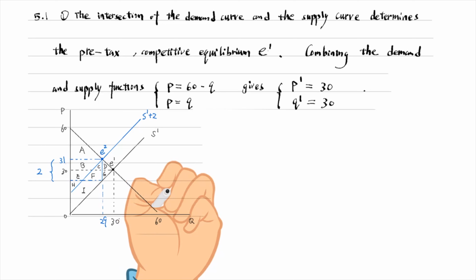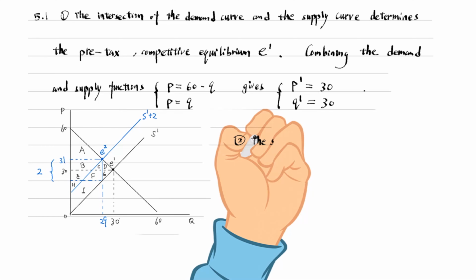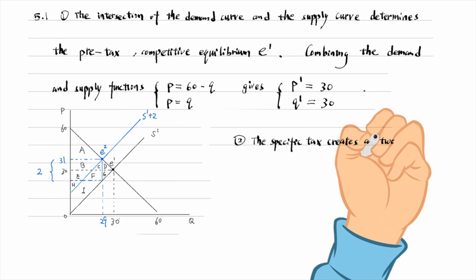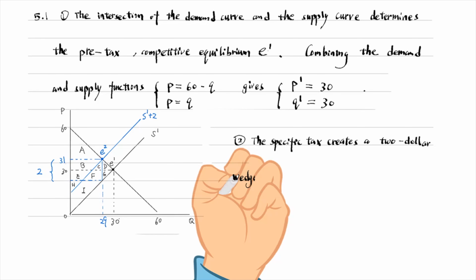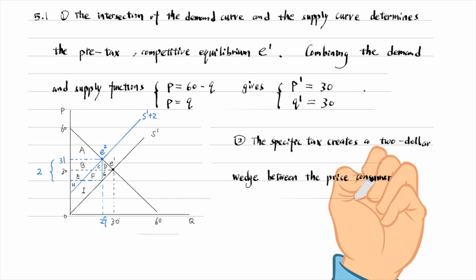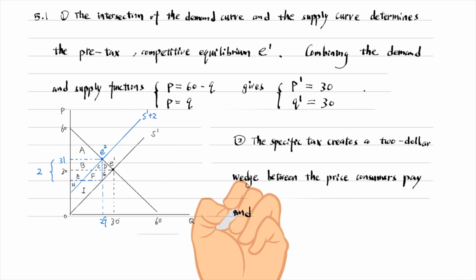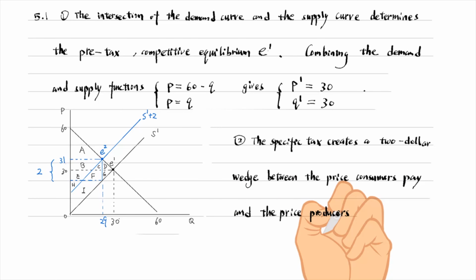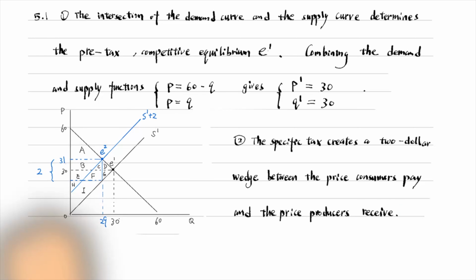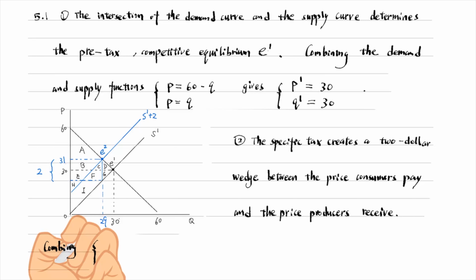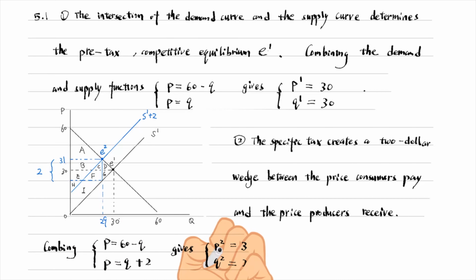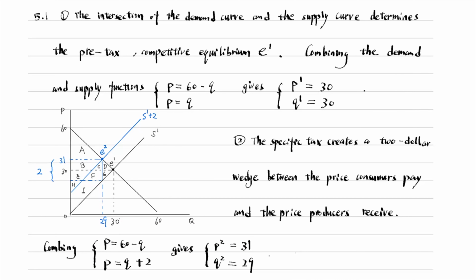In the second step, we show the after-tax equilibrium. The specific tax creates a $2 wedge between the price consumers pay and the price producers receive. The after-tax equilibrium is E2. Consumers purchase a smaller quantity at a higher price than in competitive equilibrium. Combining the demand function and the new supply function gives the after-tax equilibrium price of 31 and the equilibrium quantity of 29.